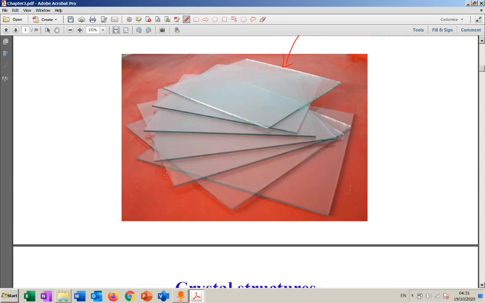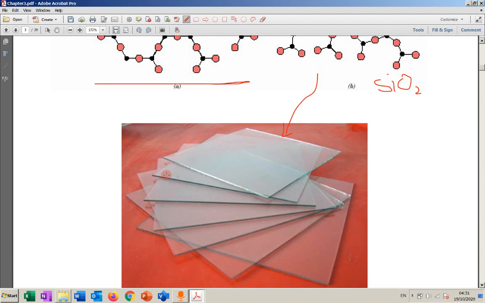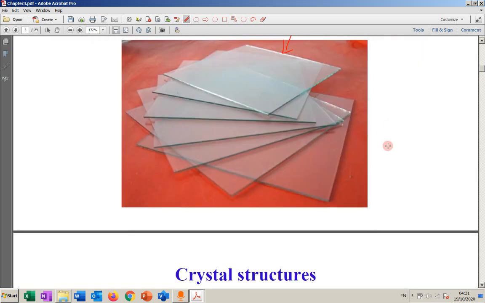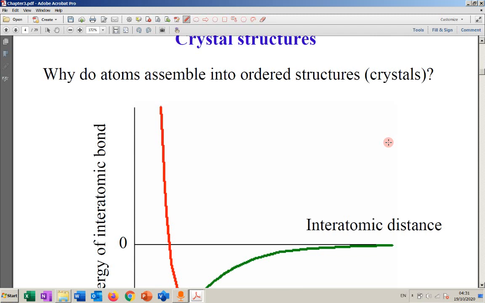So the crystal structure is also giving us different properties. That's what we have to know. Not just the elements, no, the crystal structure is also providing us some properties.